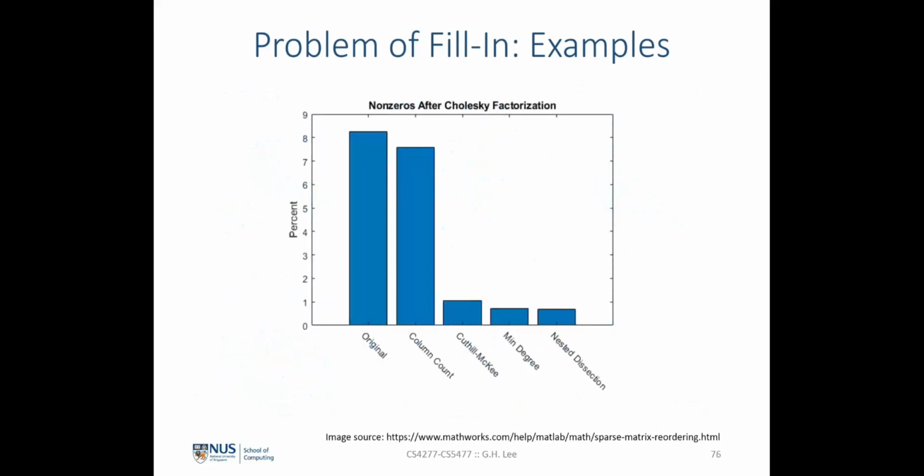So here's a comparison of the non-zeros after factorization. You can see that the naive Cholesky decomposition on the original sparse matrix leads to many non-zeros over here. And it seems like nested dissection has the best performance in this particular example, where it gives the least number of non-zeros after Cholesky factorization.